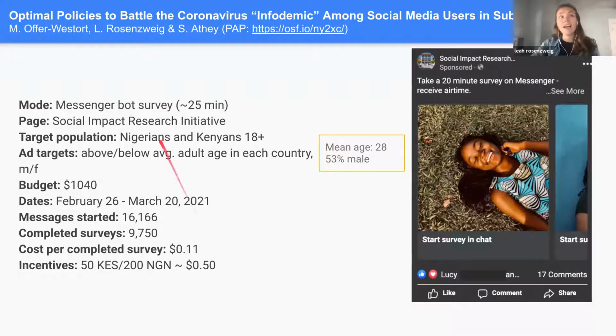And again, our targets were above and below the mean age in each of these countries, both for men and women. We were able to achieve much better balance on gender. But it turned out to be still quite difficult to get older people to take the survey, and it becomes more expensive to target older people. So we ended up not achieving as great a balance on age as we had hoped.